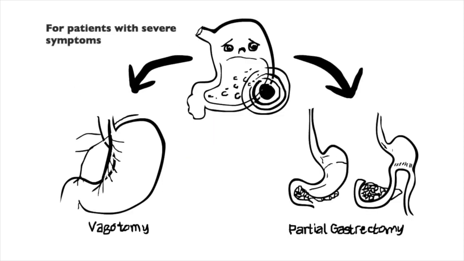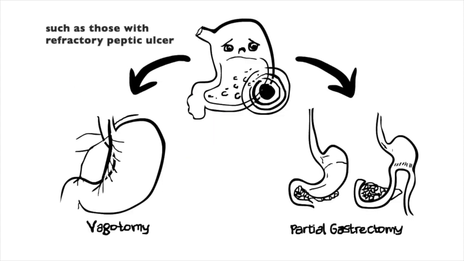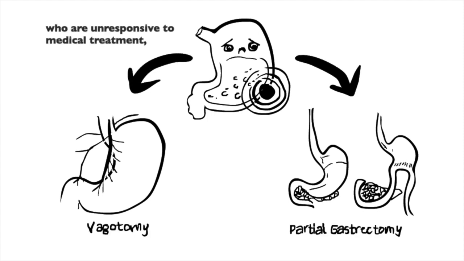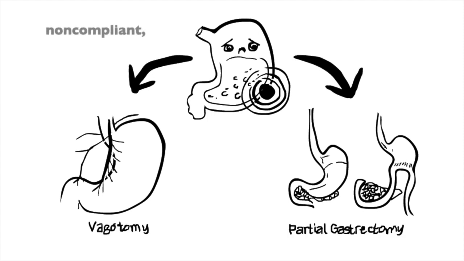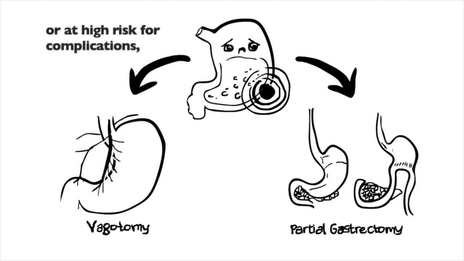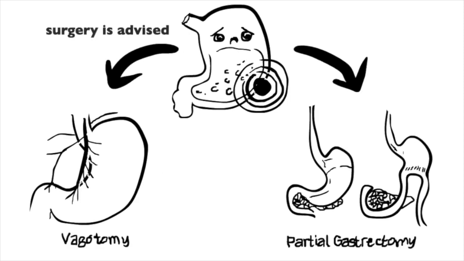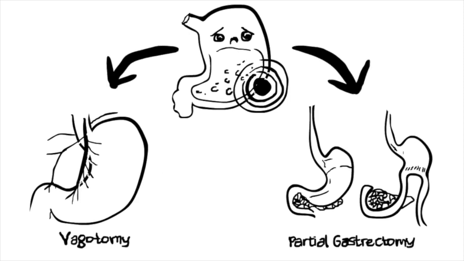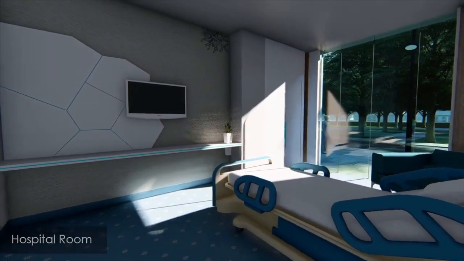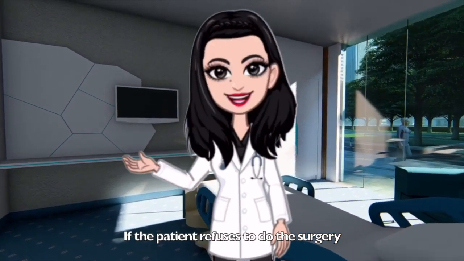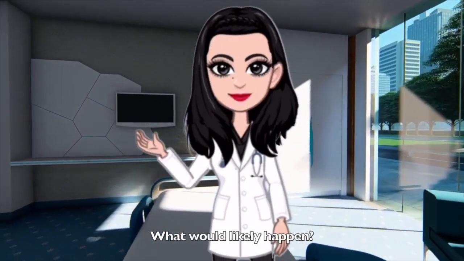For patients with severe symptoms, such as those with refractory peptic ulcer, who are unresponsive to medical treatment, non-compliant, or at high risk for complications, surgery is advised, such as vagotomy or partial gastrectomy. If the patient refuses to do the surgery, what would likely happen?